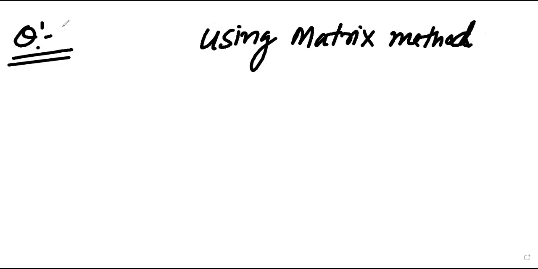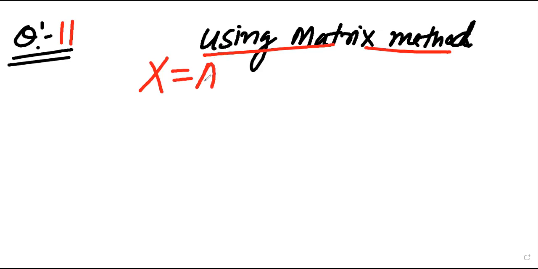Solving question number 11. Use matrix method, means X equal to A inverse into B, to solve the system of equations. Okay. What is the question here? Question is 2x plus y plus z equal to 1. 2x plus y plus z equal to 1.